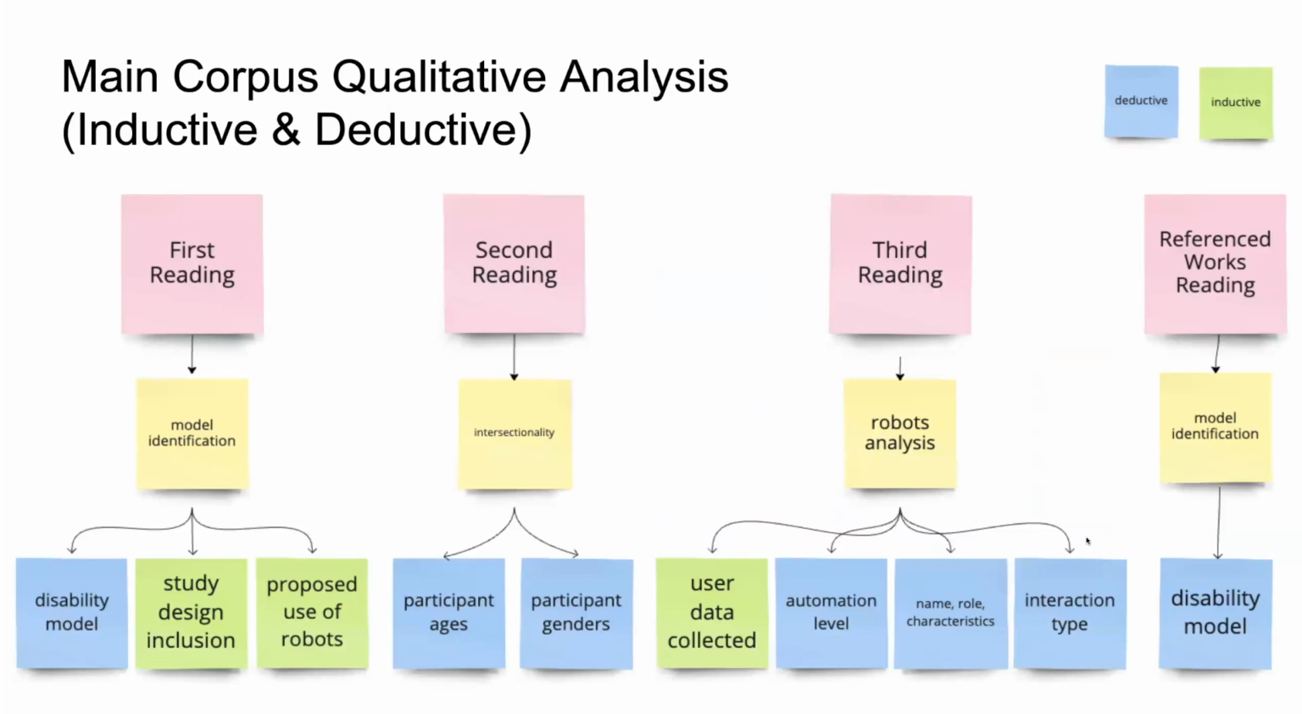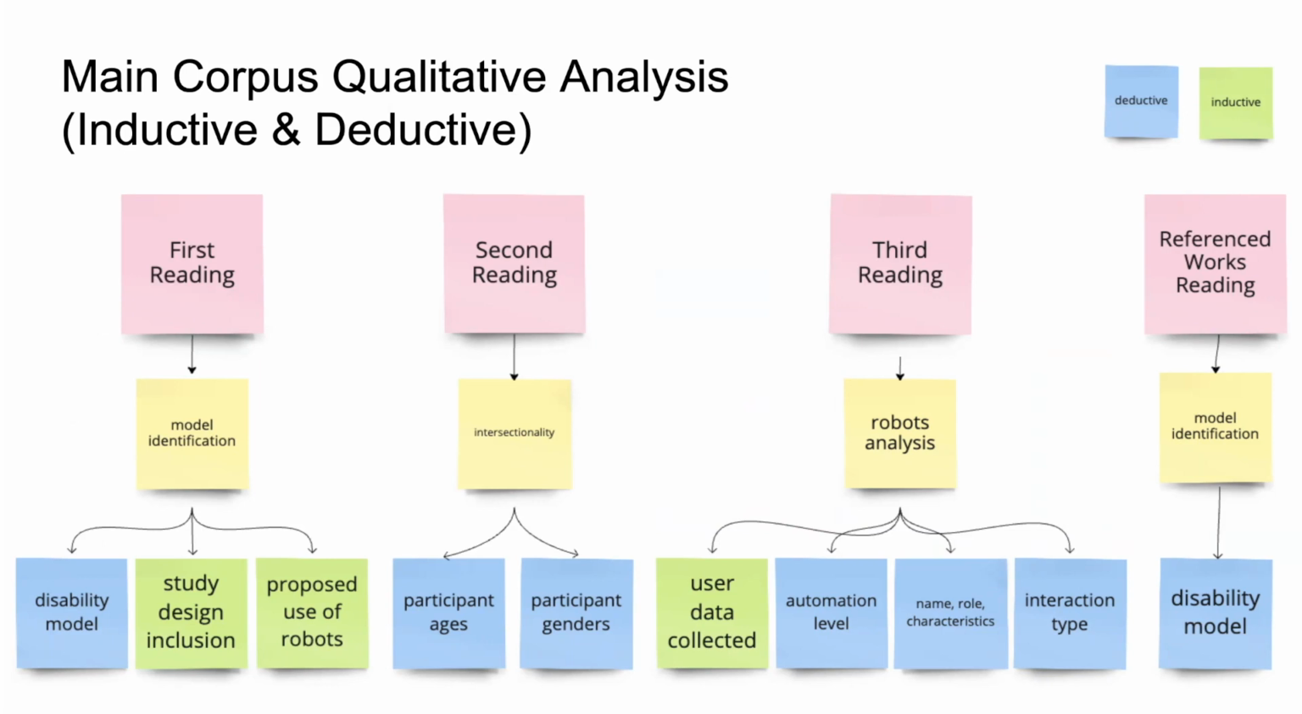Our main corpus qualitative analysis was both inductive and deductive in nature. So essentially, what we did in our first reading is model identification, in which the inductive portion was the study design, inclusion, and proposed use of robots, whereas the deductive was disability model. In our second reading, we looked at intersectionality, and this is where we looked at the participant ages and genders.